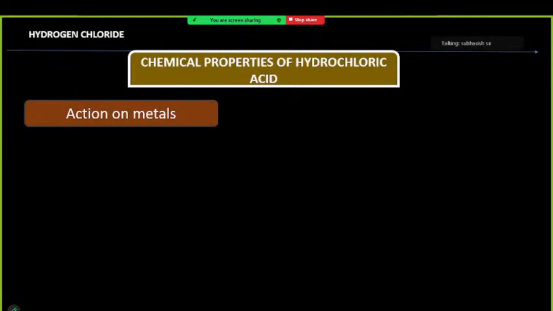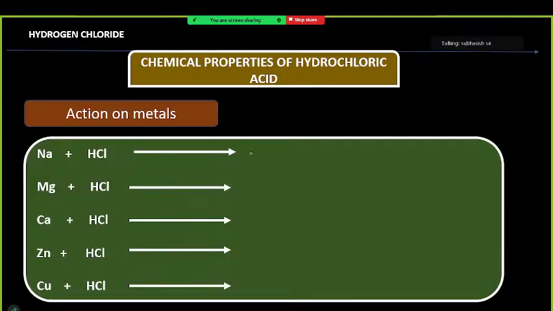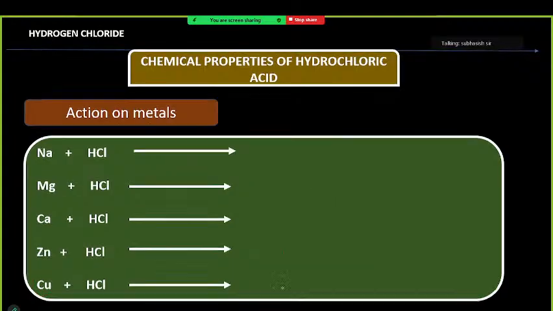On reaction with metal, it forms salt and hydrogen. Salt and hydrogen, for example zinc chloride and hydrogen. In all those active metals, but copper is not reactive towards HCl, so no hydrogen is produced in this case. So copper plus HCl, no reaction.